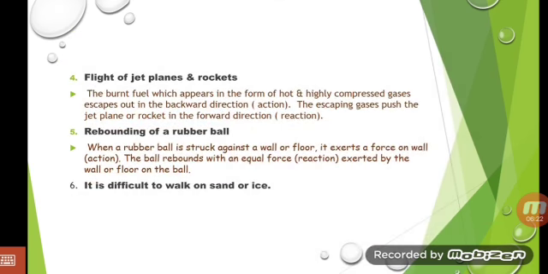Next, flight of jet planes and rockets. The propulsion of rockets and jet planes is also based on Newton's third law. The burnt fuel, which appears in the form of hot and highly compressed gases, escapes in the backward direction. The smoke or the burnt particles come out in the backward direction. That is the action, and the reaction will be in the forward direction. Therefore, the escaping gases push the rocket or the jet plane in the forward direction.